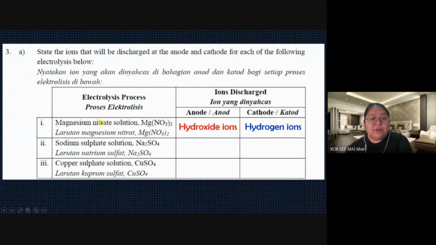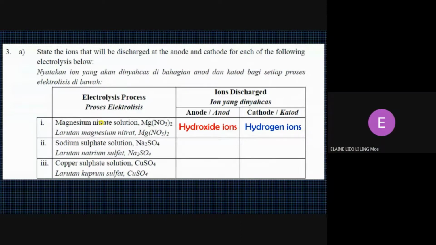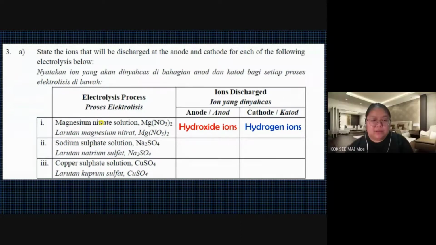Okay, flower, what is flower? Okay, what is that? Flower? Nice. So nice. Nice, so nice. Okay, so that means nitrate at the top.